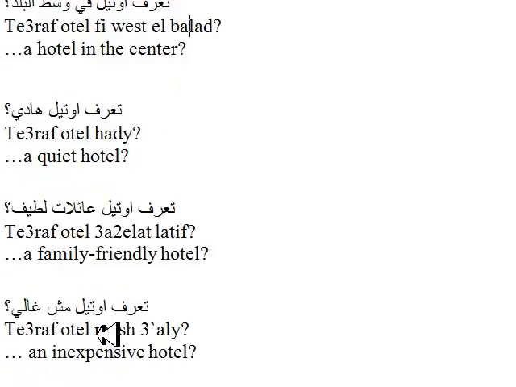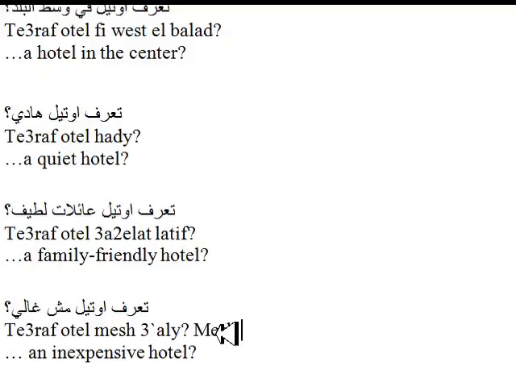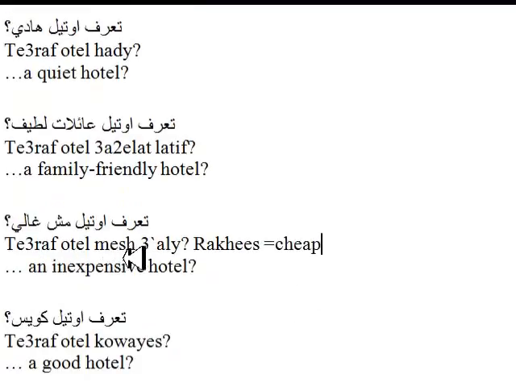تعرف اوتيل مش غالي. مش is the negative word. We have a مش before any noun, masculine or feminine, so the sentence becomes negative. غالي means expensive, but when we put مش before غالي, it will be like cheap. And actually we have another word, رخيص. You can say رخيص, it means inexpensive or cheap. So تعرف اوتيل مش غالي.